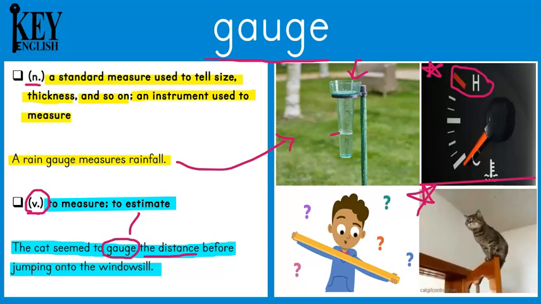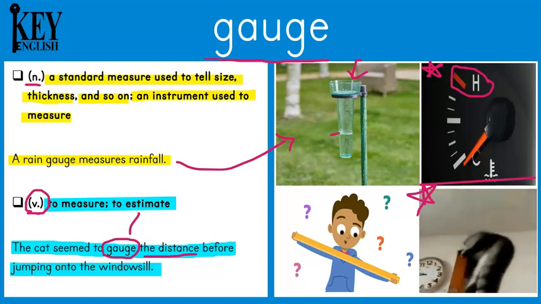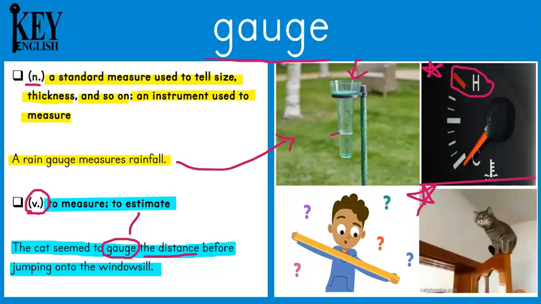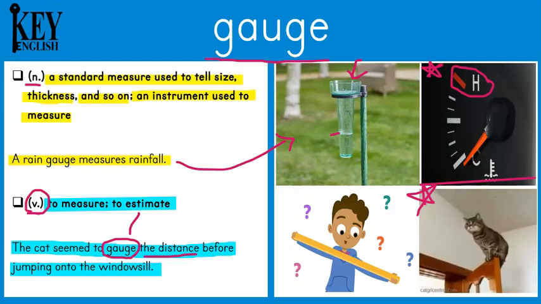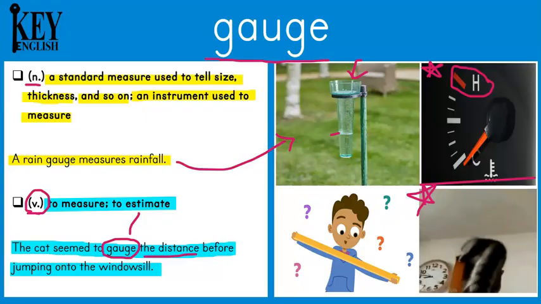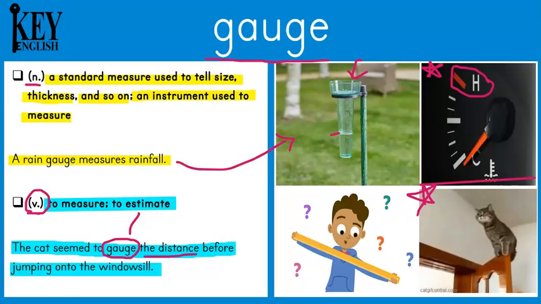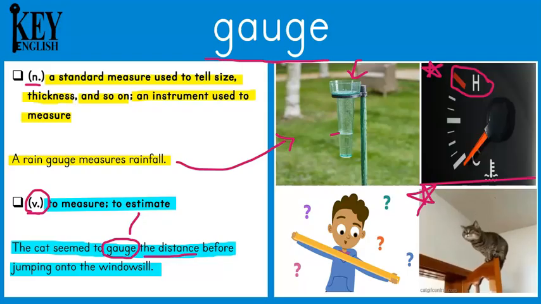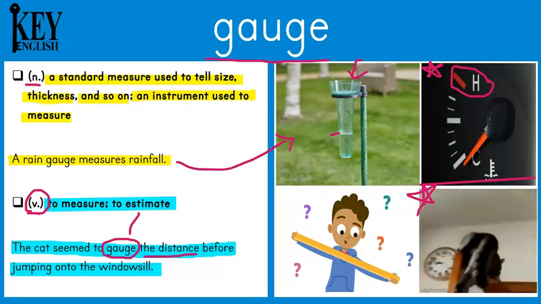Or if you're talking with your friend and you need to tell your friend something that they might not like, you can try to gauge how your friend will react to that news. So it really is like trying to guess or estimate something.